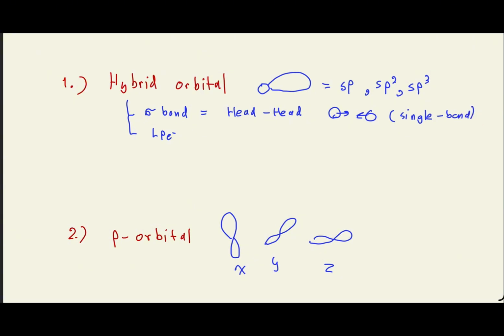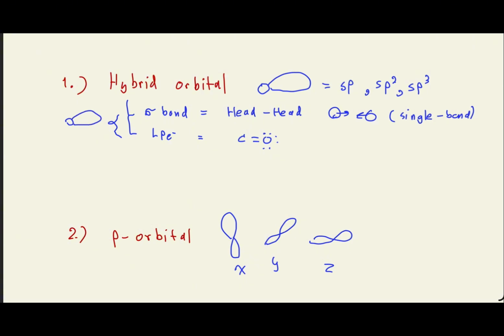For lone pairs, let's look at carbon monoxide. The lone pairs are this dot here. Yes, these two things, sigma bonds and lone pairs, we must draw as hybrid orbitals.